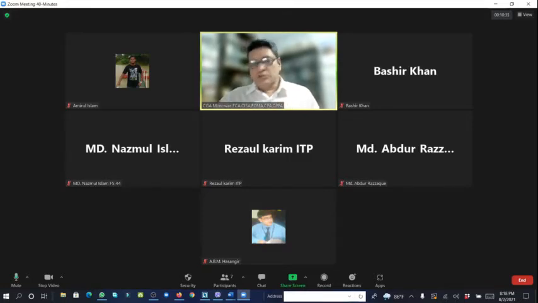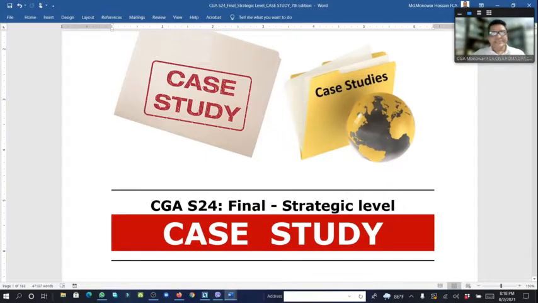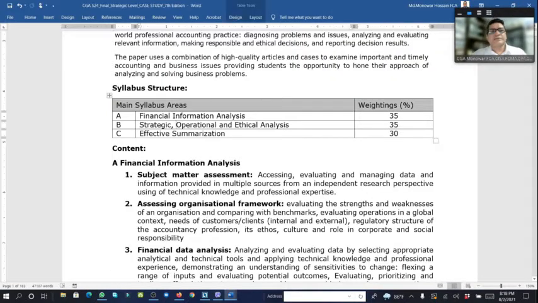So we are going to take the case study. It is the final level, S24. If we see our case study paper, we have three basic topics: financial information analysis, weight is 35; the strategic, operational, and ethical analysis, weight is 35; and effective summarization, weight is 30. So this is the case study.